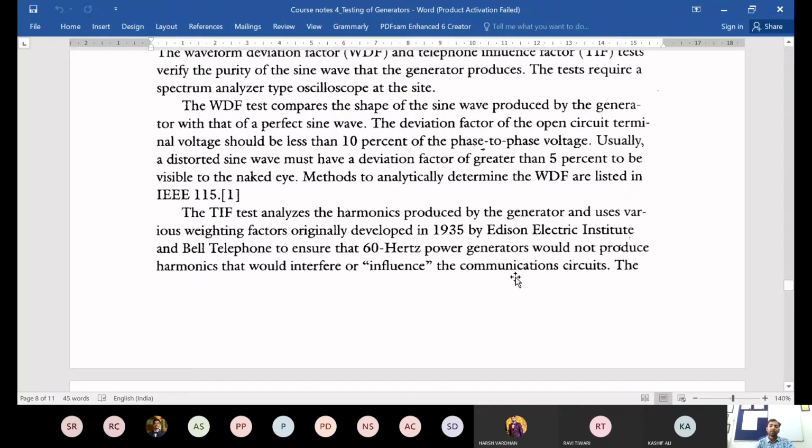The communication circuits operate at a much higher frequency, in the megahertz range. But the power of the signal on the communication line is very low. So a significant interference can be induced into these from the power line to the communication line. So this TIF test analyzes the harmonics.